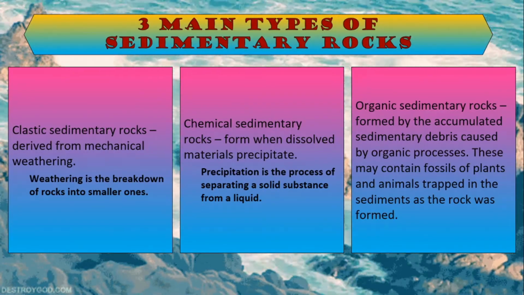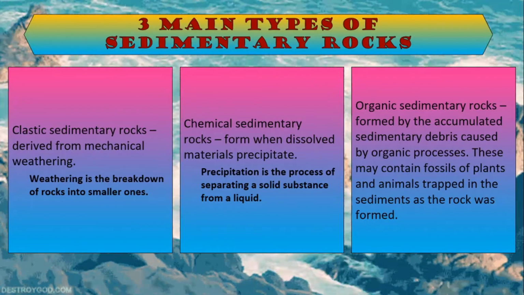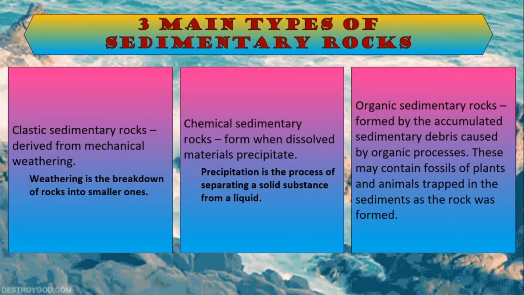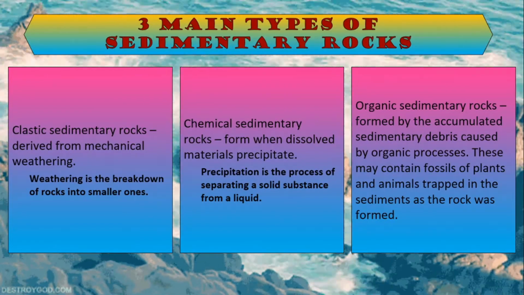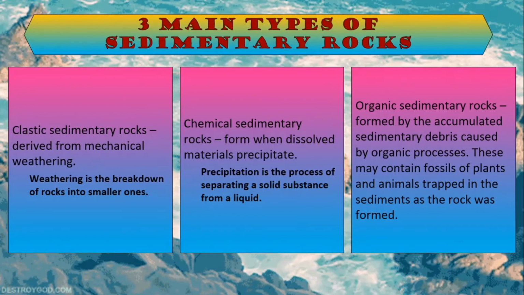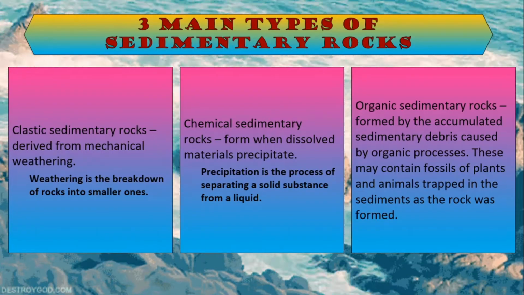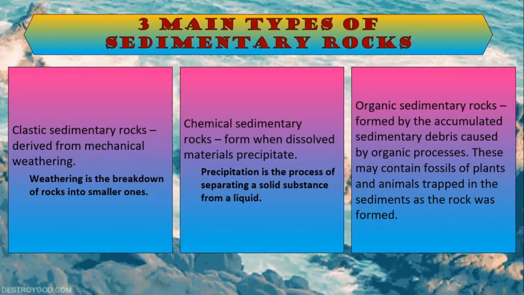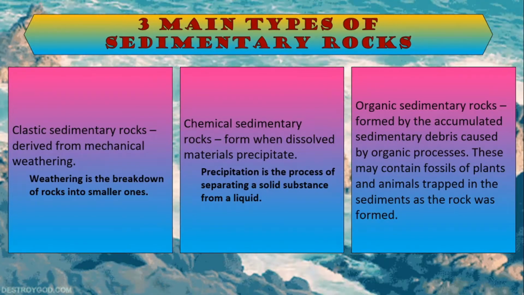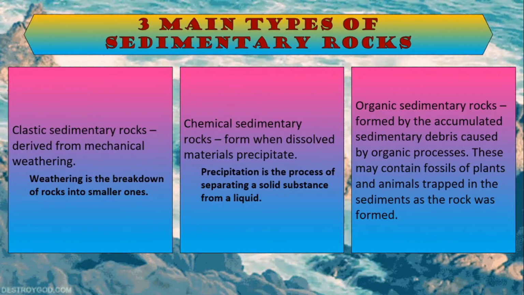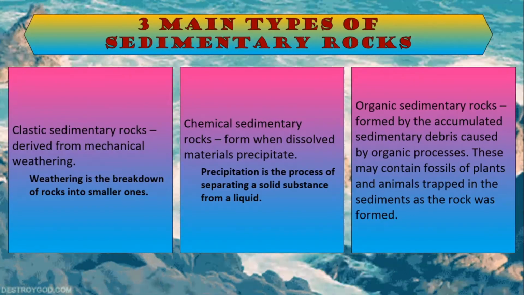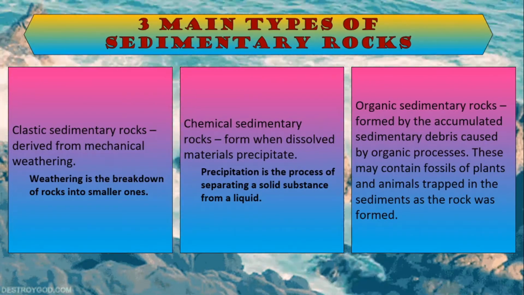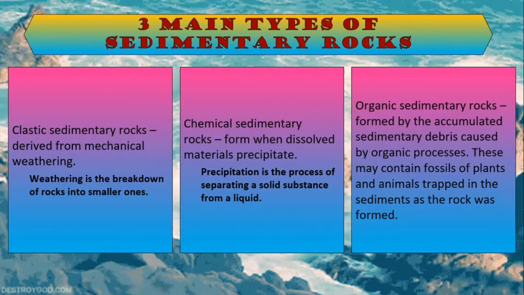Next, chemical sedimentary rocks form when dissolved material precipitates. Precipitation is the process of separating a solid substance from a liquid. When the amounts of dissolved minerals in ocean or lake water reach saturation, they begin to precipitate and build up as a deposit on the sea or lake bottom. When lithified, these sediments become chemical precipitate sedimentary rocks. Some fine-grained limestone rocks form in this manner from chemical precipitates such as calcium carbonate.